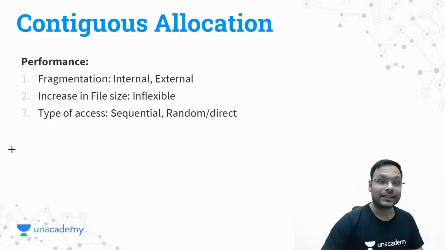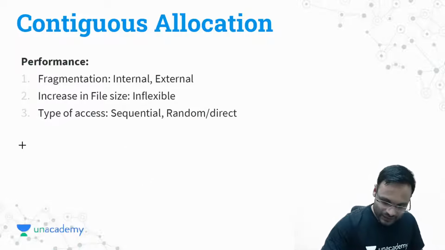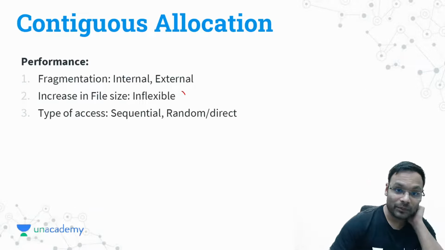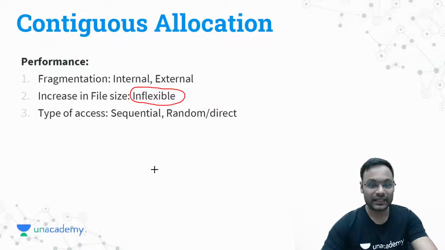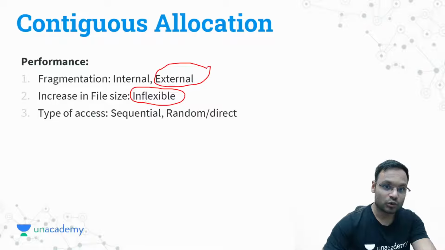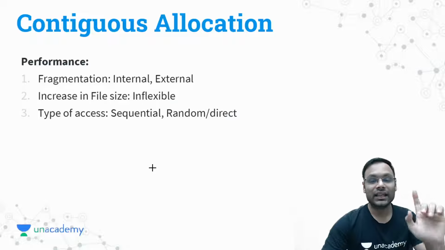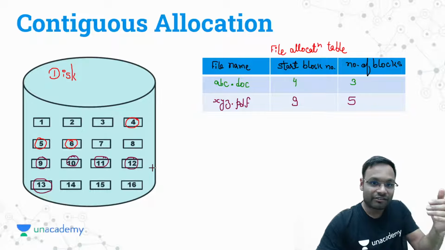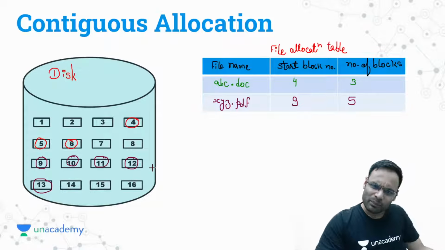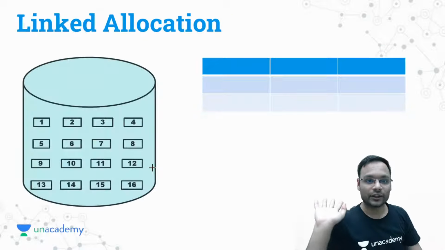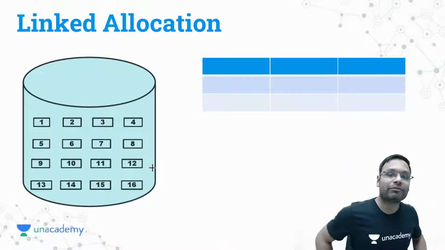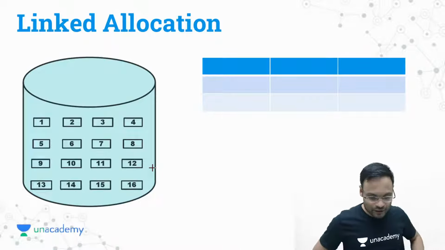Now the next thing is linked allocation. To solve which problem? Contiguous allocation gives you the problem of inflexibility and external fragmentation. These two problems can be solved in linked allocation. What is linked allocation? If we want to increase the file size, we can allocate any block in the linked allocation. So it will be like a linked list of the blocks of the file. So what kind of linked list will we have?